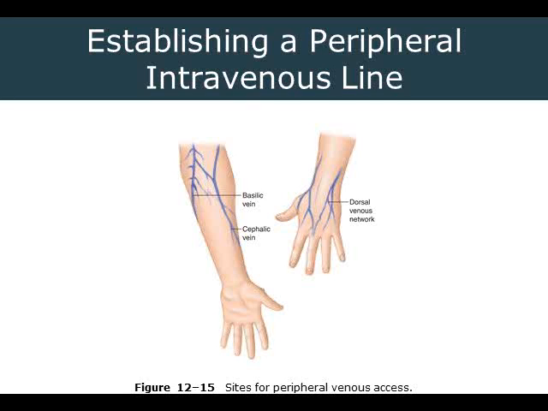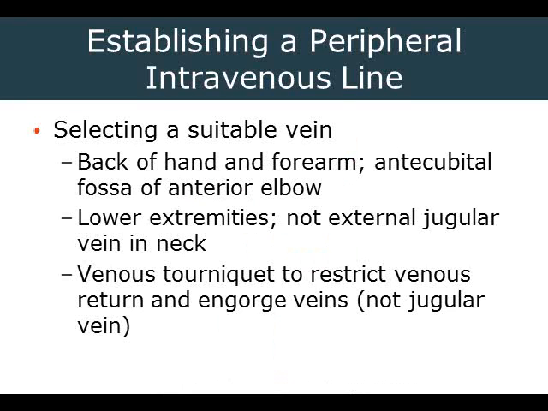There are other places that we can potentially look. We can look for things in the foot, sometimes in the leg, and then a jugular vein. The jugular vein is the large vein that runs down each side of your neck. That is considered a peripheral vein. So when we're selecting a suitable vein, we're going to look at the hand, we're going to look at the forearms, antecubital fossa, the anterior elbow. We can look at the lower extremities.